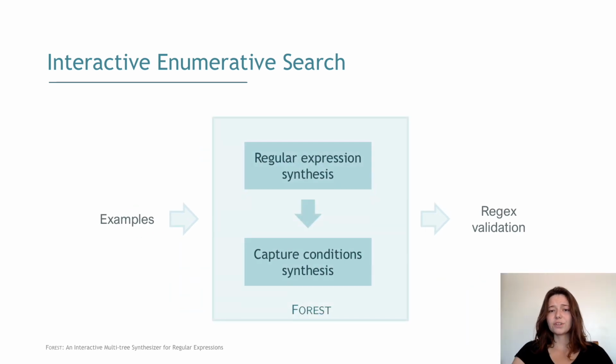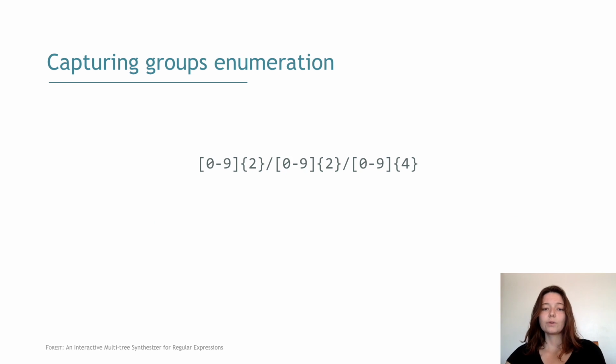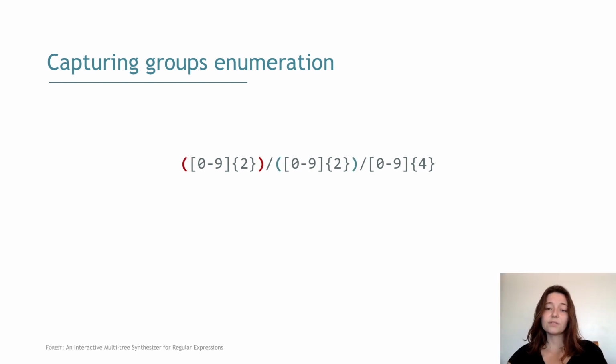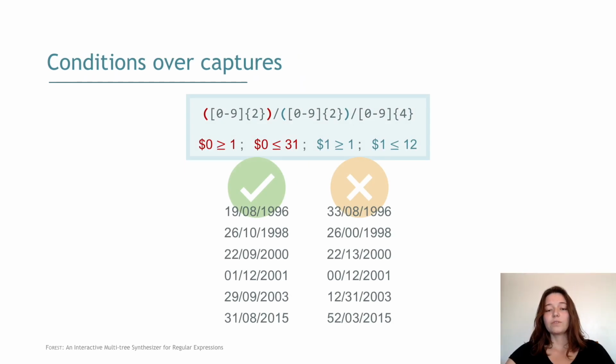To synthesize capturing groups, we use the previously described interactive enumerative search. So Forest first synthesizes the regex that is the base for the capturing groups, and afterwards it synthesizes a set of conditions over the resulting captures. To enumerate capturing groups over a regex, we consider parts of the regex which correspond to numbers, and test the different combinations of capturing groups over them. For each set of captures, we use an SMT solver to try to find a set of conditions that are satisfied by the valid examples, but not by the conditional invalid. Once we find these conditions, the enumeration process ceases.